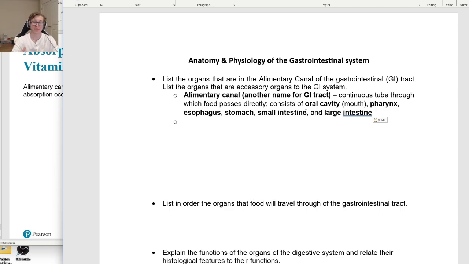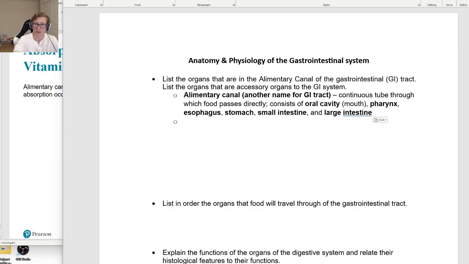The alimentary canal, otherwise known as the GI tract, is that continuous tube from your mouth to your anus. It is anything that directly touches the food. You can think about this as being in the GI tract. That's the oral cavity, pharynx, esophagus, stomach, small intestine, and large intestine.